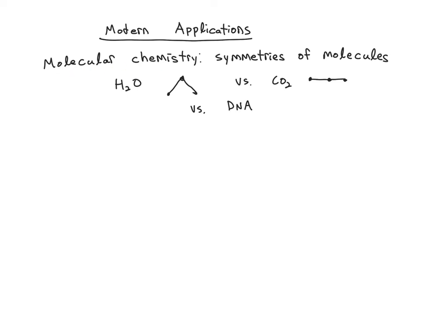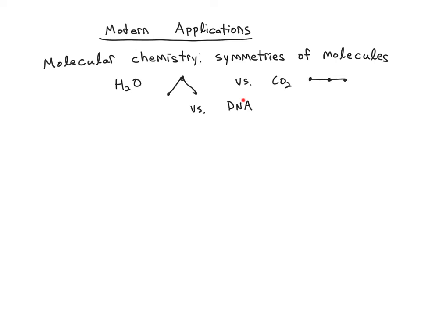So, molecular chemistry is an example of an area of science where group theory pops up an awful lot. So I mean, what are the differences between H2O versus CO2 versus DNA? Well, DNA is a much more complicated structure. Now, H2O versus CO2, if you look at the diagrams of molecules, you'll notice that H2O has this bend in it and CO2 does not. And some of the chemical reactions are based on this fact that they're geometrically different.